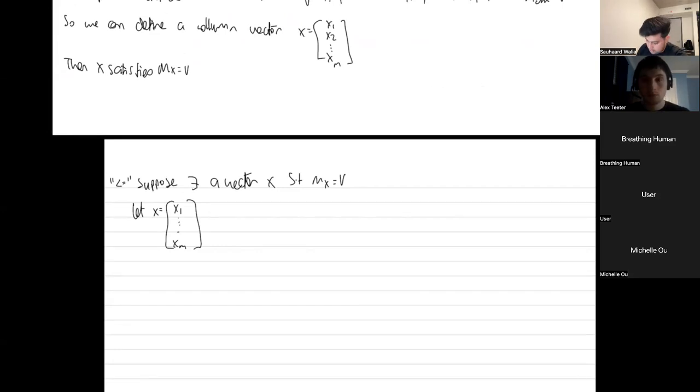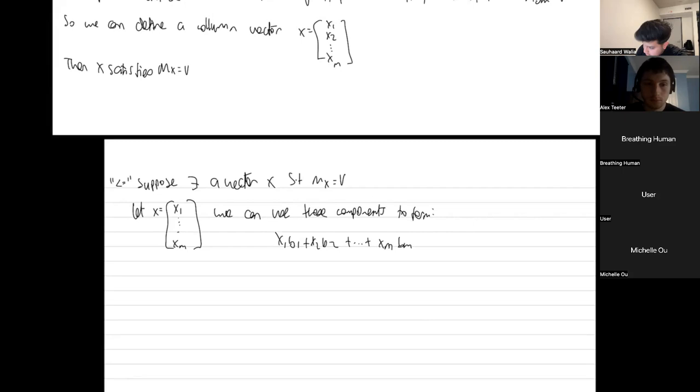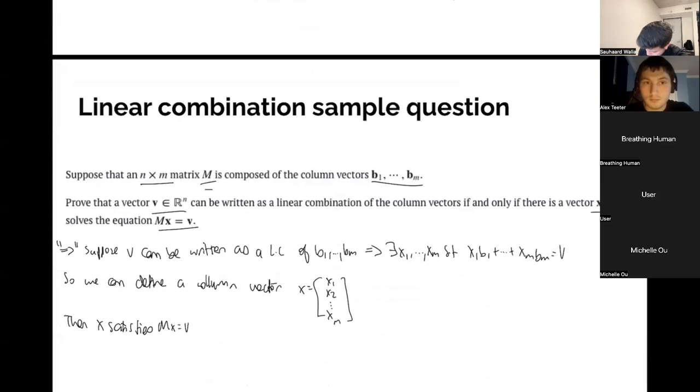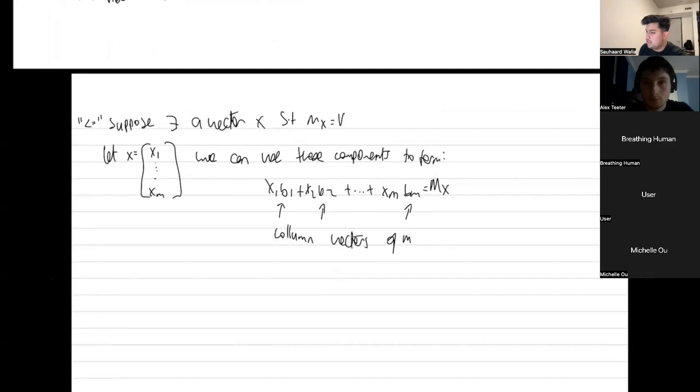We can use these components, let's say, to form x1 b1 plus x2 b2 up to xm bm, which is equal to Mx, right? We're just going backwards in a sense. We got these from the column vectors of M, and that was given to us in the question, right? And we're making use of that. We have written x as a linear combination of the columns of M, and multiplied it by x. And we know that we're supposing that this must be equal to v.